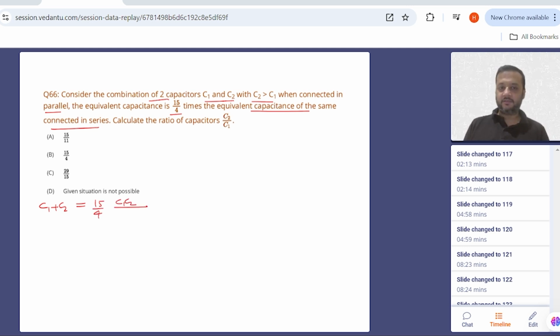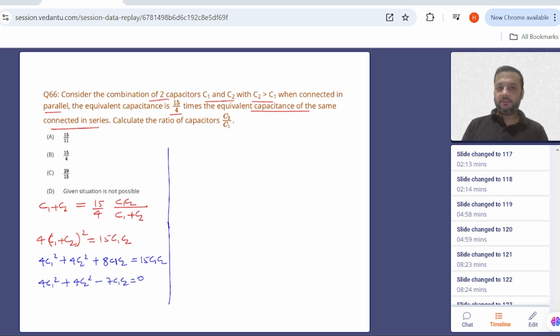So in series, the capacitance will be C1 C2 divided by C1 plus C2. If you bring 4 and C1 plus C2 on the LHS, this becomes 4 into C1 plus C2 whole square, that will be 15 C1 C2. So from here it will be 4 C1 square plus 4 C2 square plus 8 C1 C2, that will be 15 C1 C2. So this becomes 4 C1 square plus 4 C2 square minus 7 C1 C2 equals to 0.